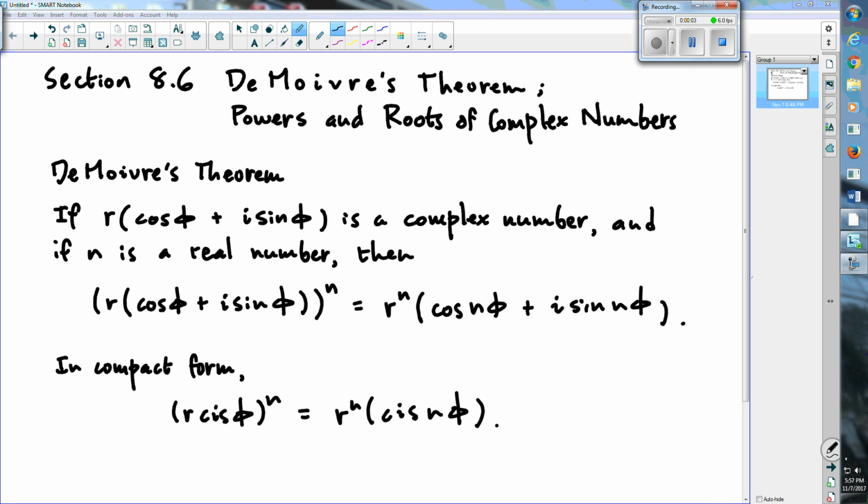Hi, welcome back. This is section 8.6 on DeMoivre's theorem and powers and roots of complex numbers. Let's read through DeMoivre's theorem first, and then we can try some examples.